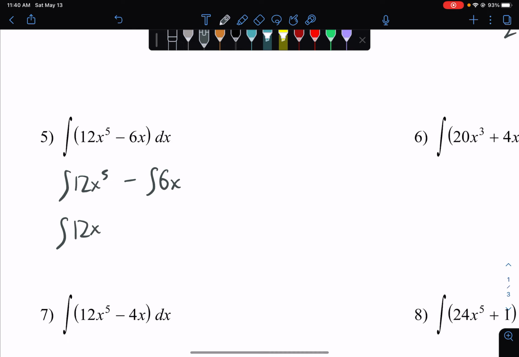So 12x raised to 5 plus 1 over 5 plus 1, and then for the other term we have an invisible exponent of 1, because 6x raised to 1 is still equal to 6x. So that's the logic of it. For 6x raised to 1, we always add 1. Following the rule, there is n plus 1 in the exponent as well as in the denominator. So it's 1 plus 1 in the denominator.